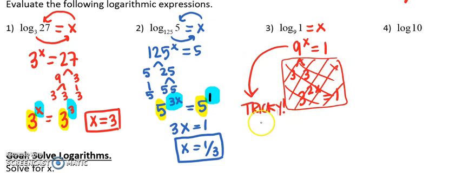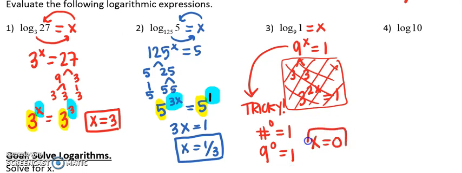Remember this. Remember that any number to the 0 power equals 1. So therefore 9 to the 0 power equals 1. So x must be 0. So this one's definitely tricky. Remember, any number to the 0 power is 1. So 9 to the what gives you 1? It must be 9 to the 0 power.